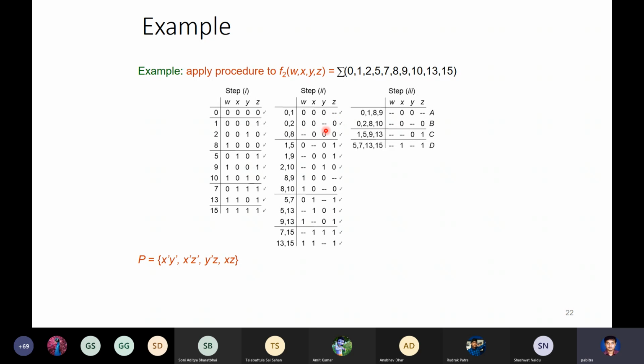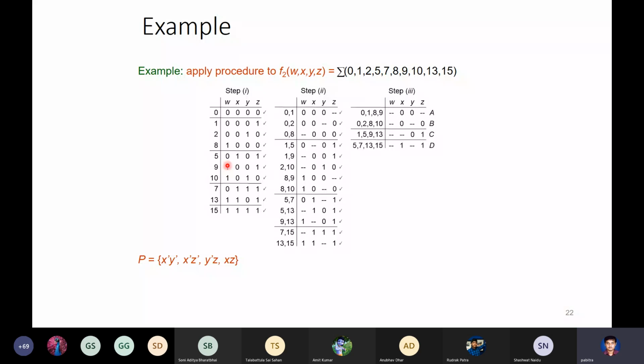Similarly for 0, 2, they differed in Y, I put a hyphen in Y. For 0, 8, they differed in W, I put a hyphen in W. So these are the matching pairs I get by matching the 0 group with the 1 group. Now I'll try to combine the 1 group with the 2 group. Note that these groups are formed by counting the number of ones in the binary representation. So I match this 1 group with the 2 group. I try to match 1 with 5, 9, and 10.